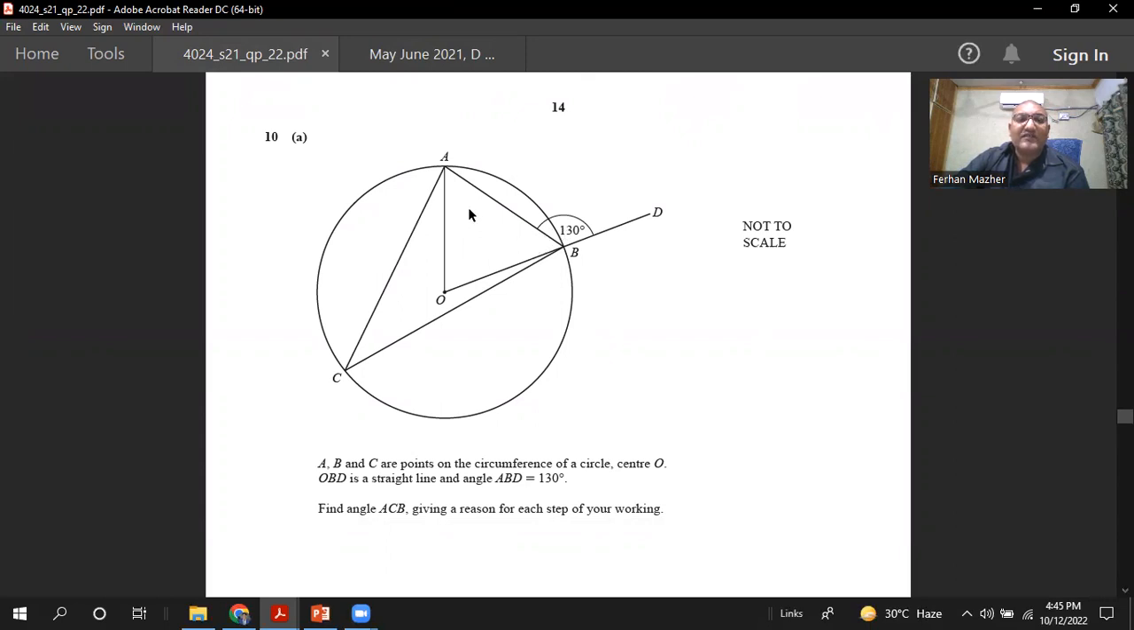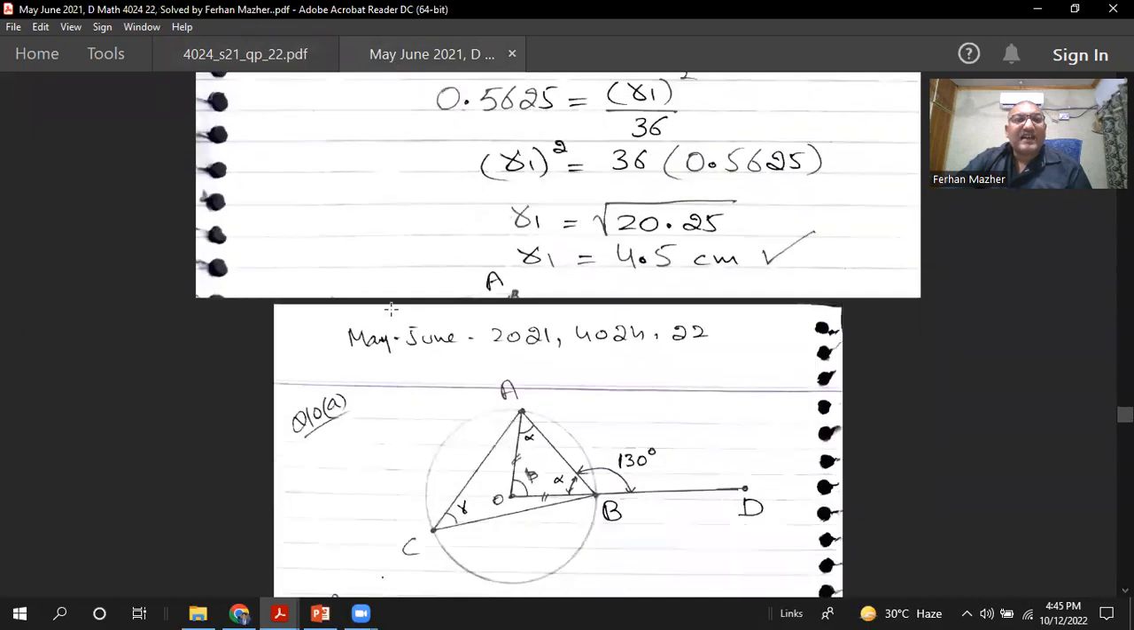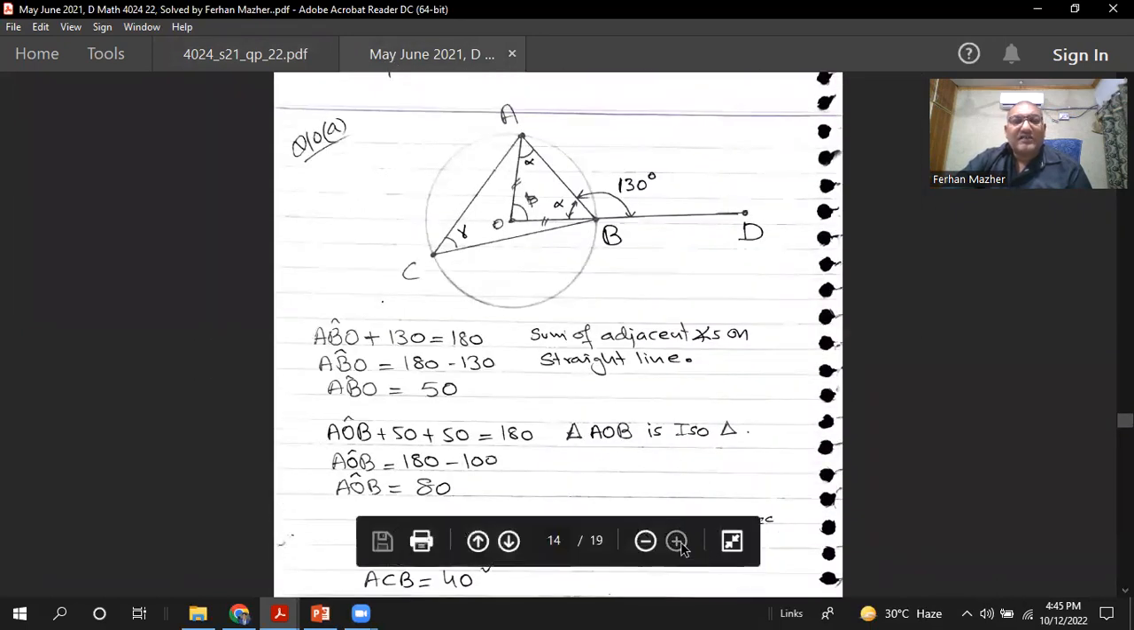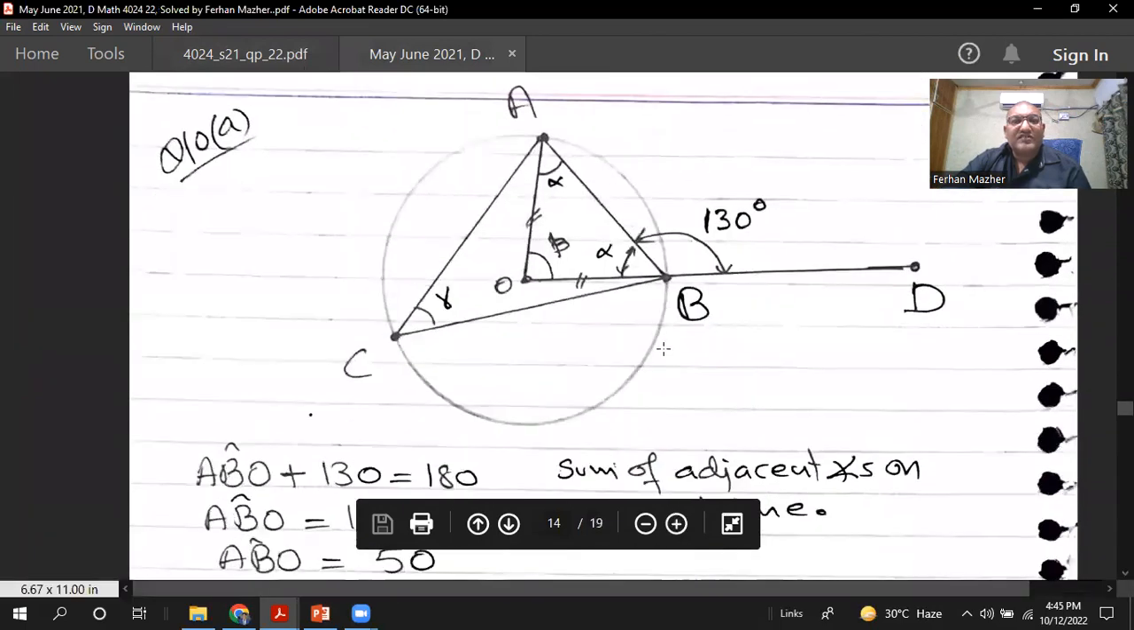This is 130, so this will be 50. This OBA is the isosceles triangle, so this is 50, this is 50, so it will be 100. So this angle will be 80, and this angle will be half of this 80, because the angle at the circumference is half of the angle at the center. So let me show you my solutions.